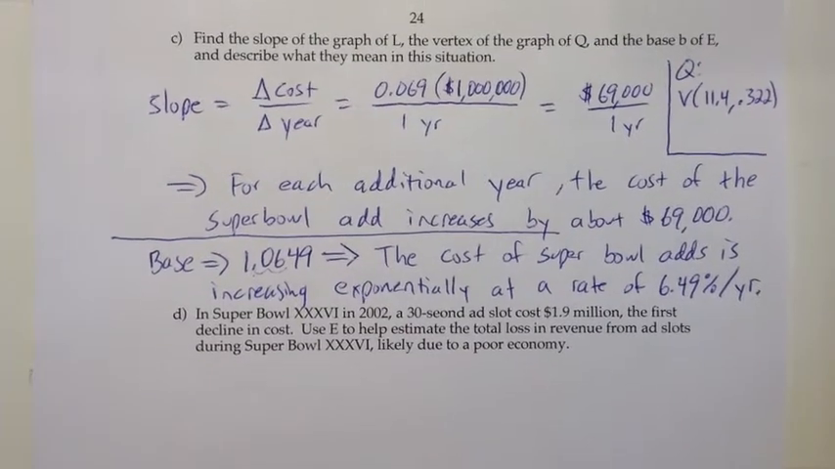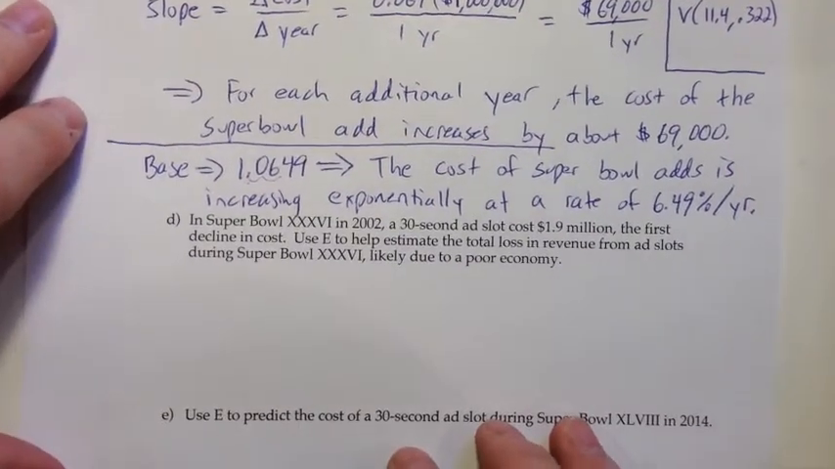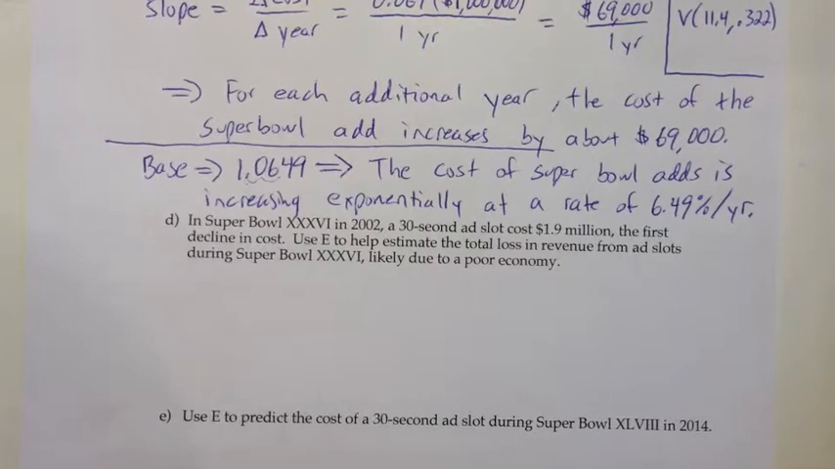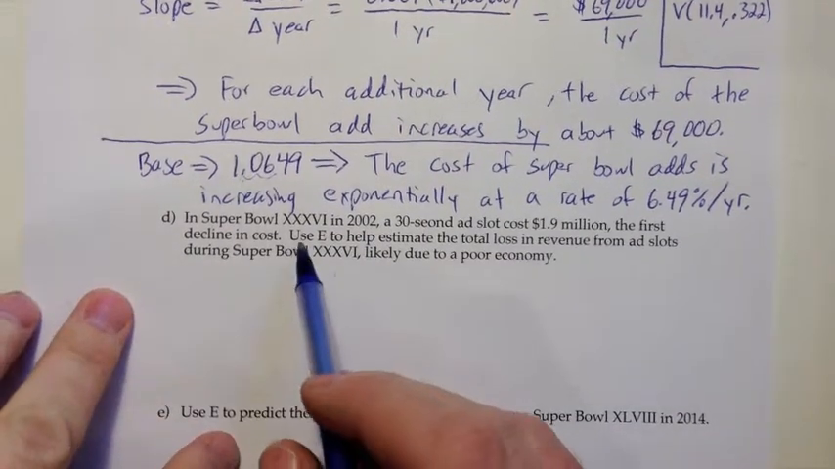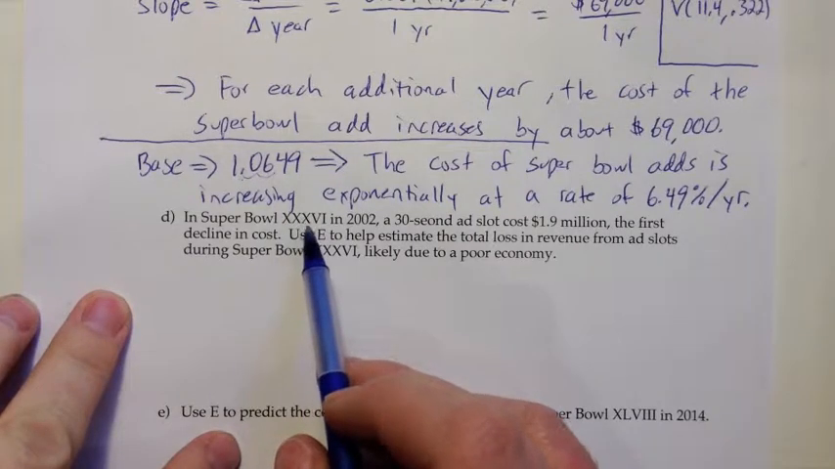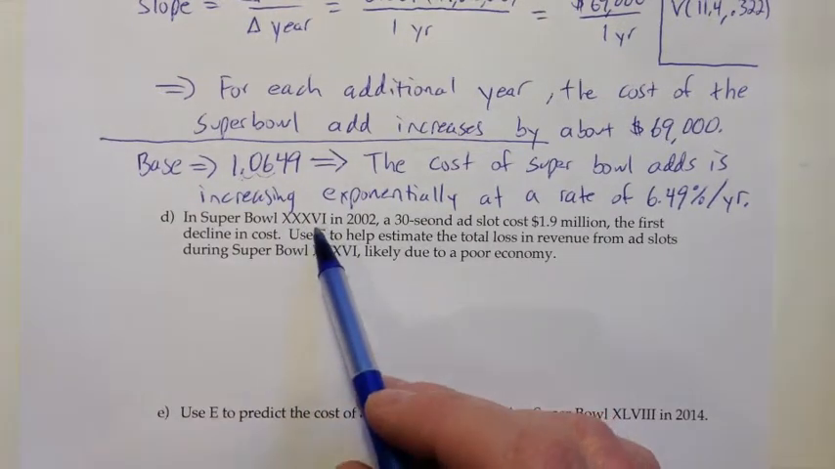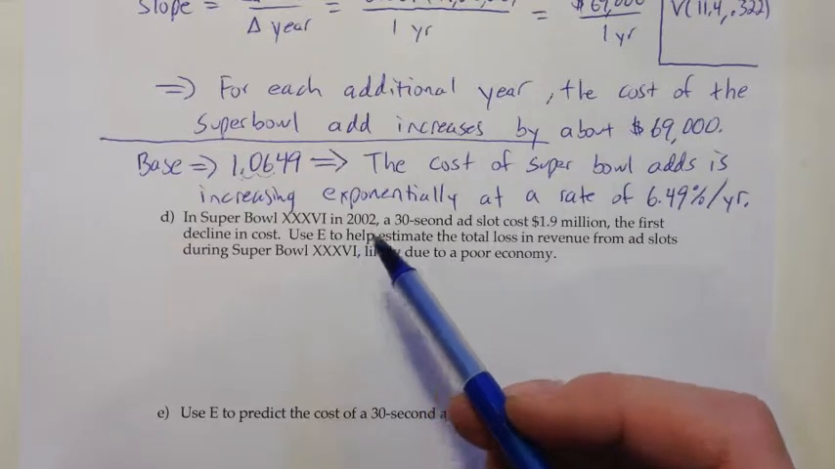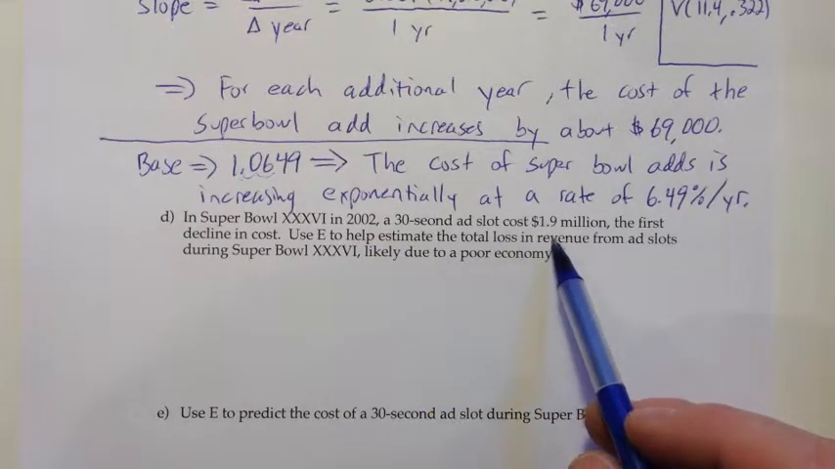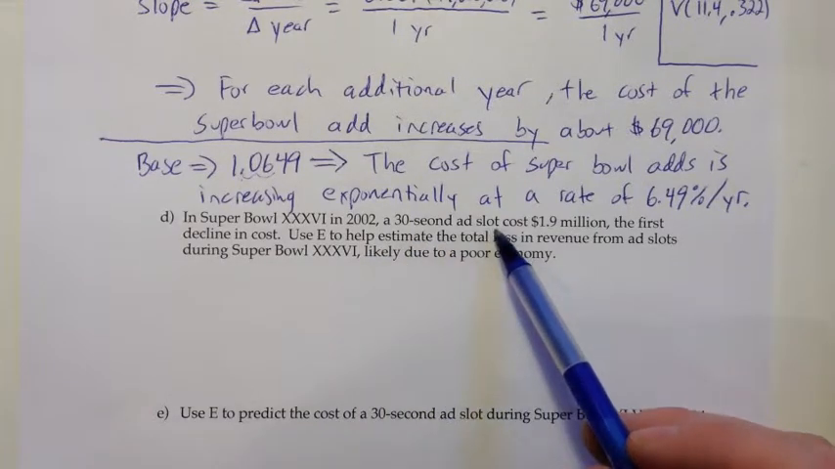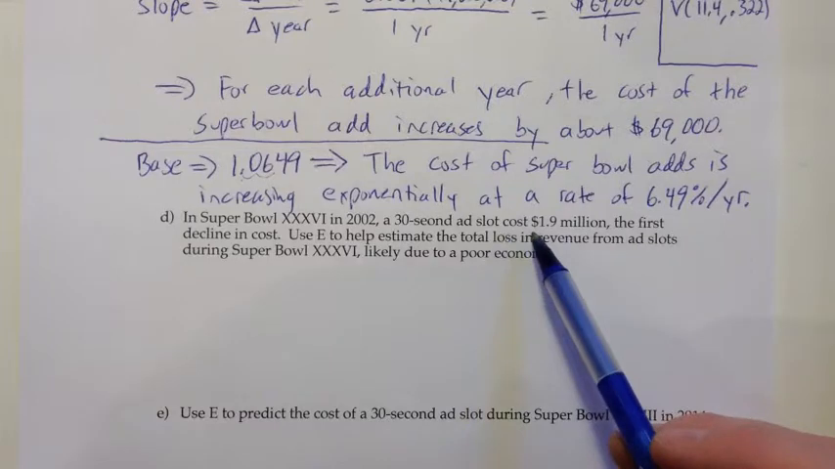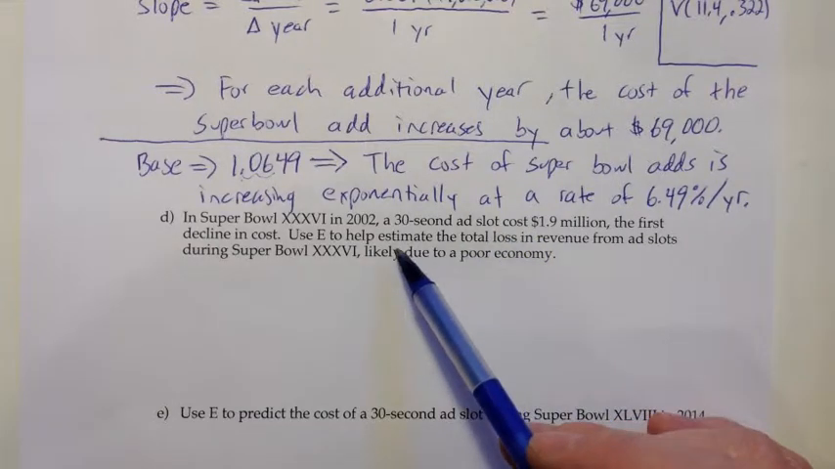Alright, let's go ahead and move on to the last couple questions where they're finally going to concede that the exponential function is the best one and ask us to focus on that. So in Super Bowl, let's see, what have we got here? It looks like 36 with the Roman numerals. In 2002, a 30-second ad cost $1.9 million, and that was the first decline in cost. So what they're saying is the Super Bowl ad cost has been going up, and then that year was the first time it ever went down.